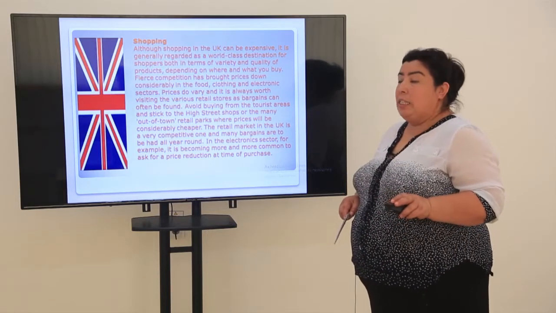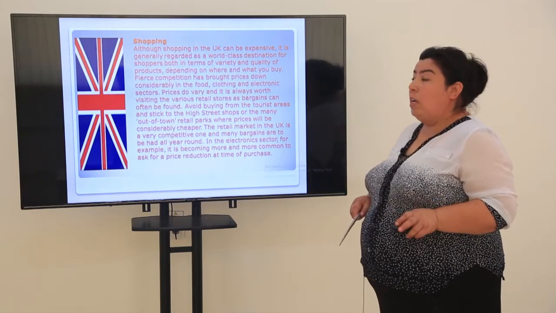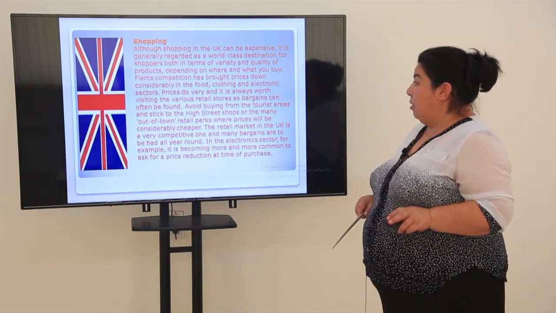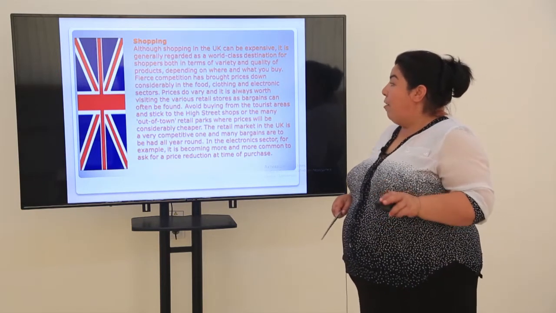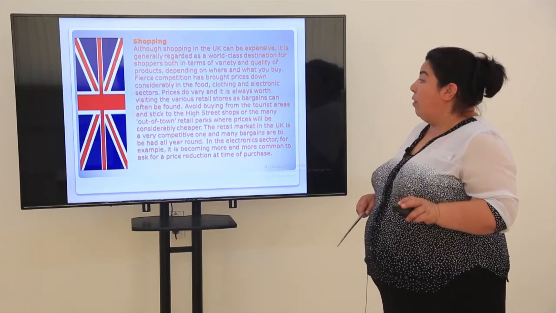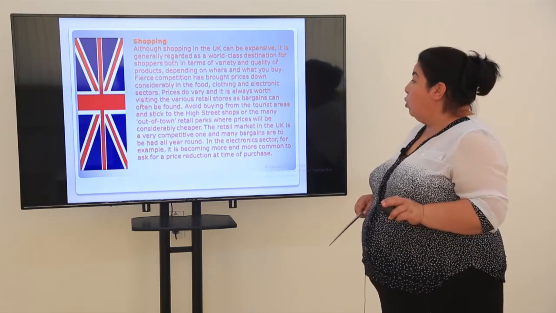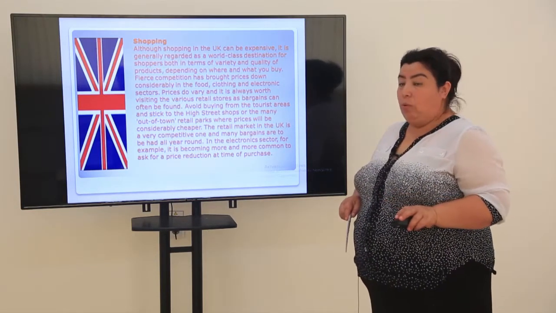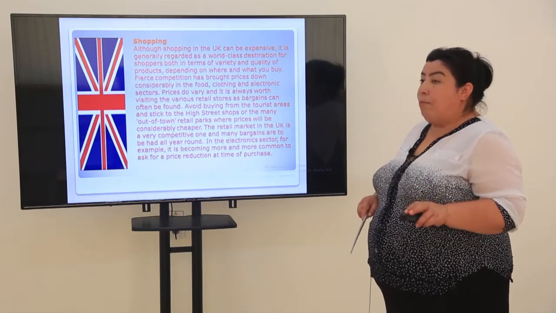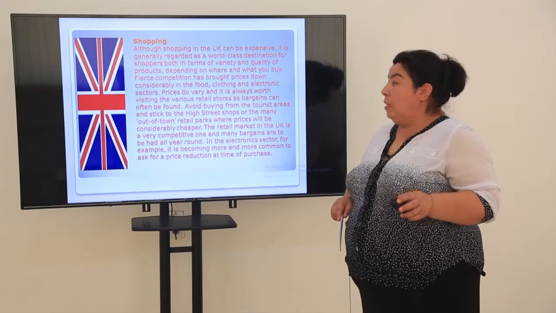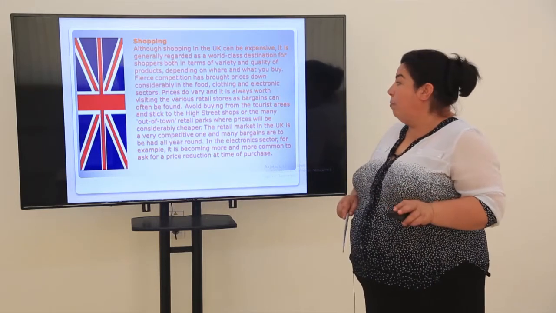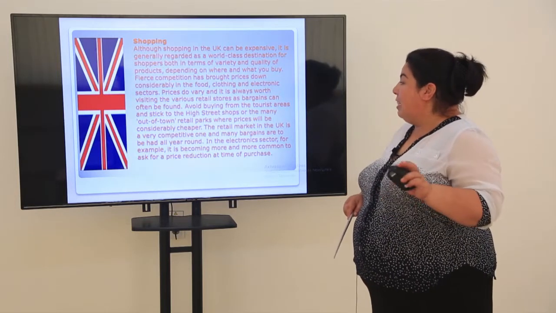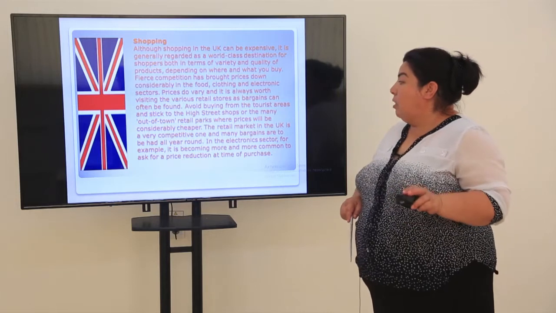Fierce competition has brought prices down considerably in the food, clothing, and electronic sectors. Prices do vary, and it is always worth visiting the various retail stores, as bargains can often be found. Avoid buying from the tourist areas and stick to the high street shops or the many out-of-town retail parks where prices will be considerably cheaper.